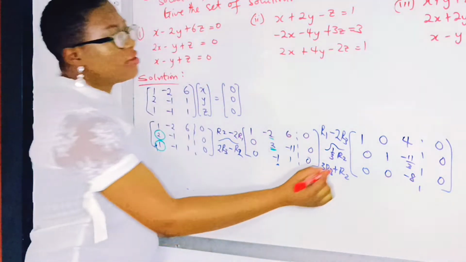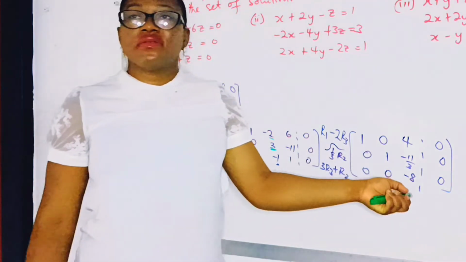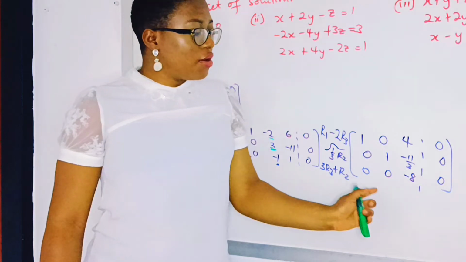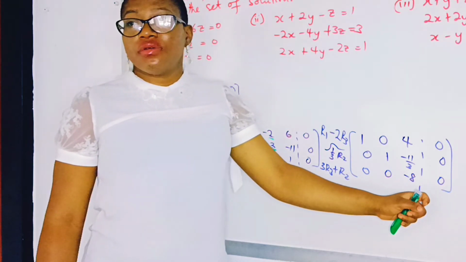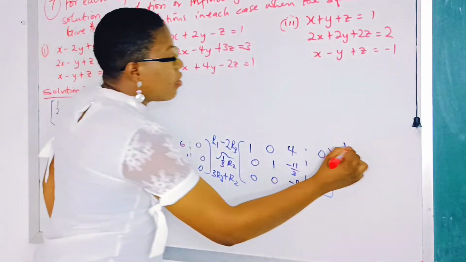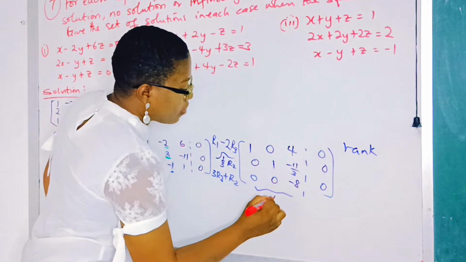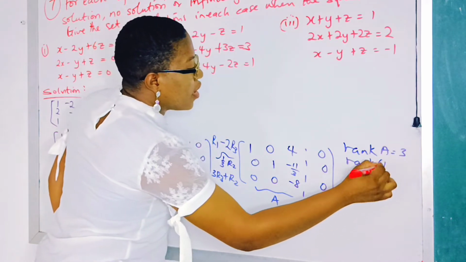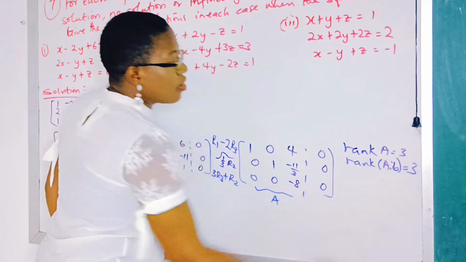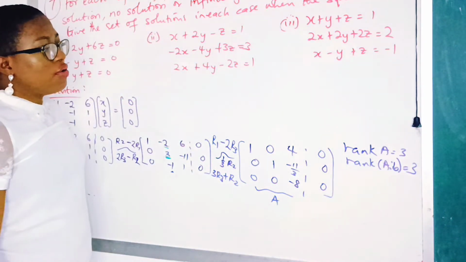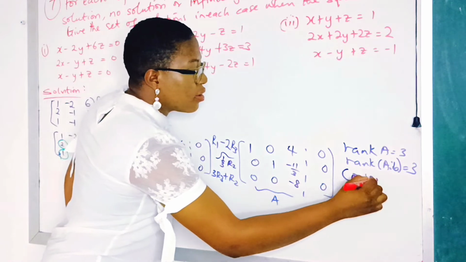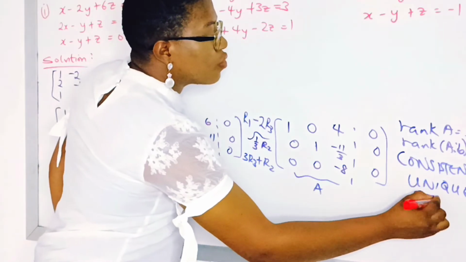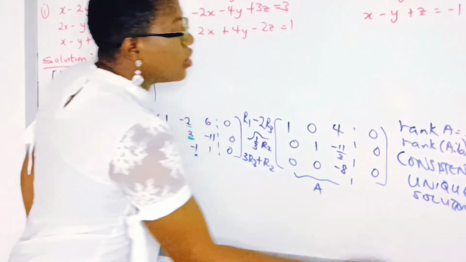In fact, I can conclude that the system is consistent because the rank of this matrix, say A, is equal to 3, and the rank of A with B is still 3. So it's consistent, and since they are equal, it has a unique solution. We want to solve it and get that unique solution. That's what they asked us to do.